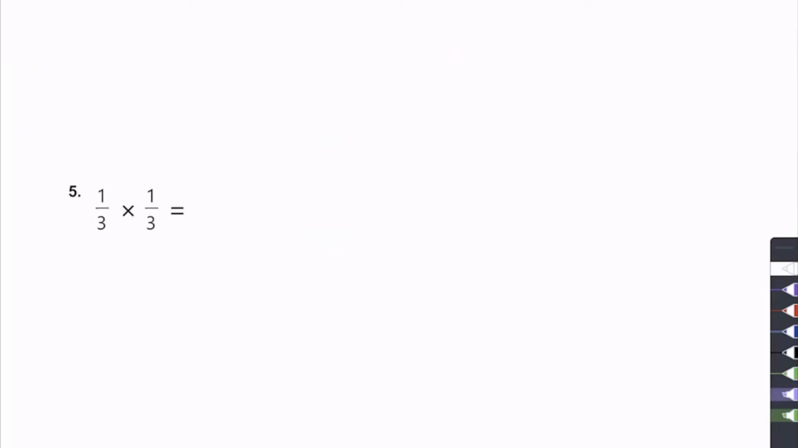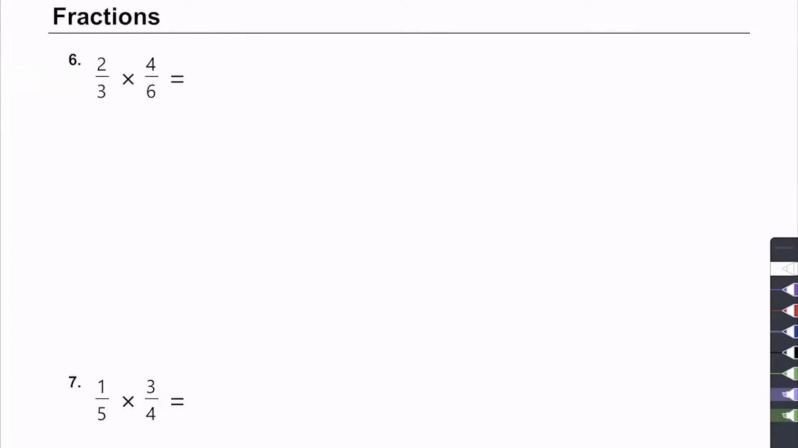Well, this is fairly simple. 1 times 1 is 1. 3 times 3 is 9. So let's look at one more. Number 6. 2/3 times 4/6. What do you think we should do here?